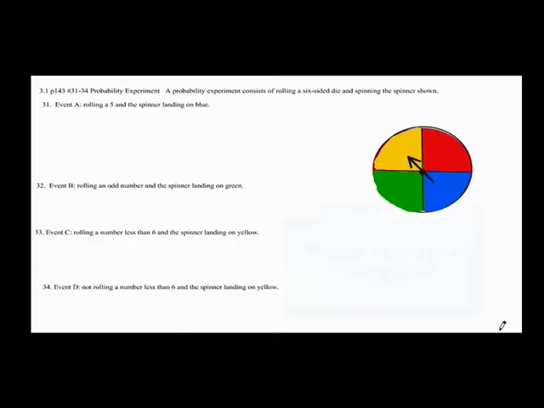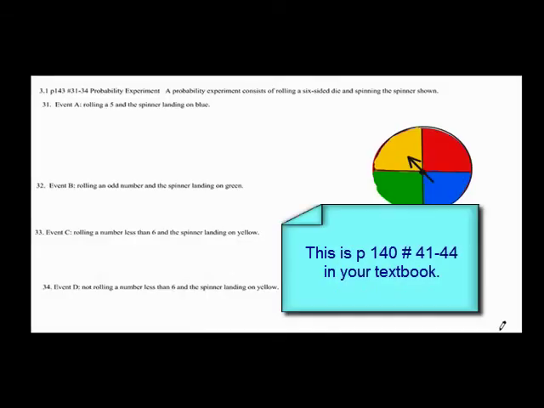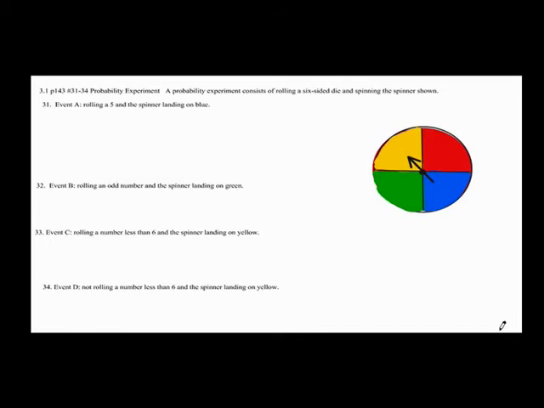On page 143 of section 3.1, numbers 31 through 34, we have a probability experiment. The probability experiment consists of rolling a 6-sided die and spinning the spinner shown. We've got yellow, red, blue, and green with the spinner. With a 6-sided die, you're either going to get a 1, 2, 3, 4, 5, or 6. You're going to do this and this, so these are independent of each other. Getting a 5 won't affect whether or not you're going to get blue. So the and means that we're going to be multiplying here.